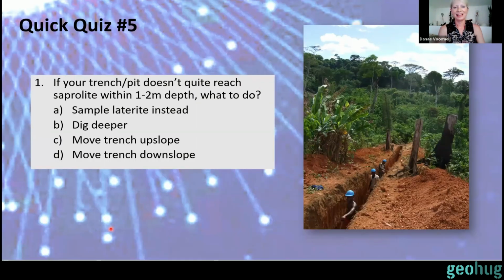Quick quiz. Everybody's doing so great. If your trench doesn't quite reach saprolite within a couple meters, what to do? Well, you can sample laterite instead, dig deeper, move the trench up slope or down slope. You want to move the trench up slope because you want to get towards a bit more of a truncated profile, where you can reach your saprolite faster.